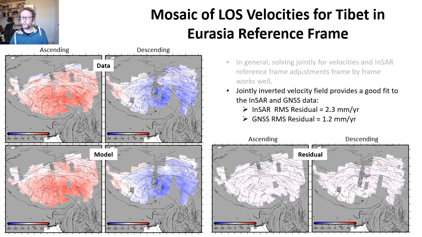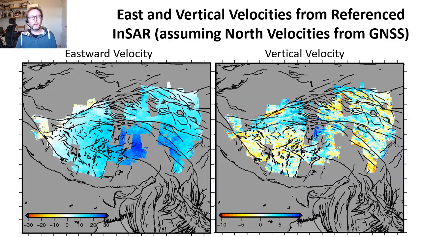The RMS residual for the InSAR data is 2.3 millimeters per year, and for GNSS, it's about 1.2 millimeters per year. So these are around the level of the noise we expect to see in each of those individual data sets.